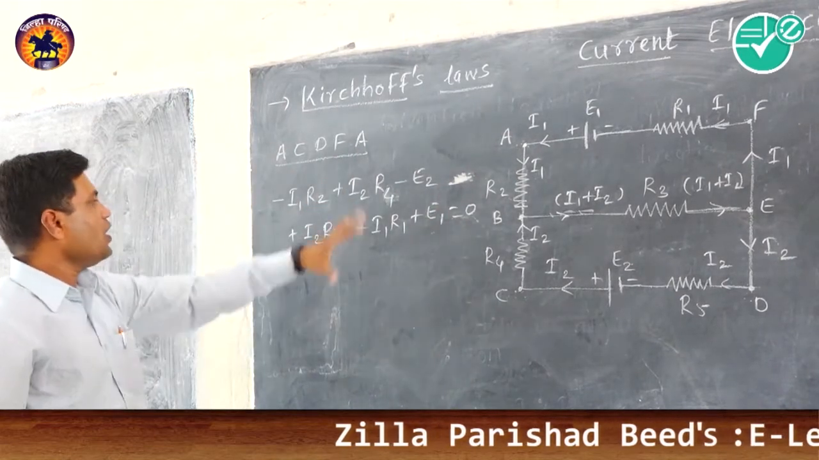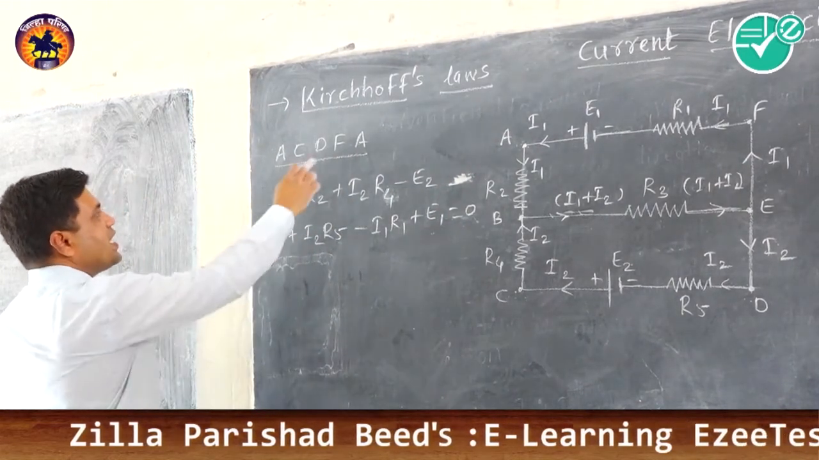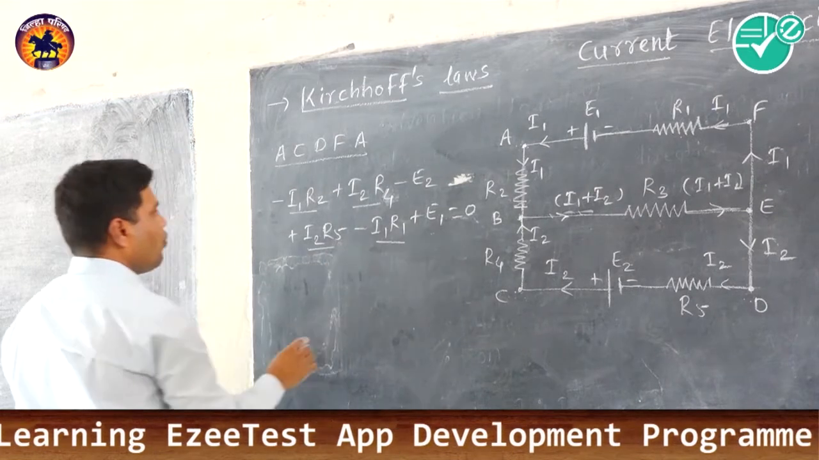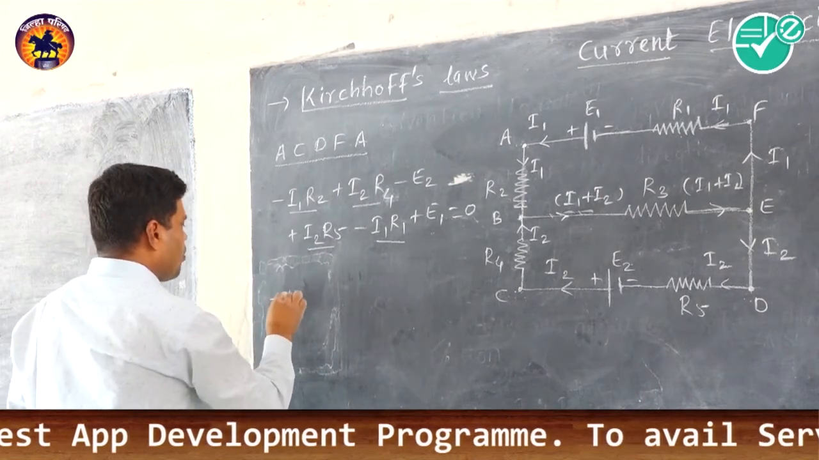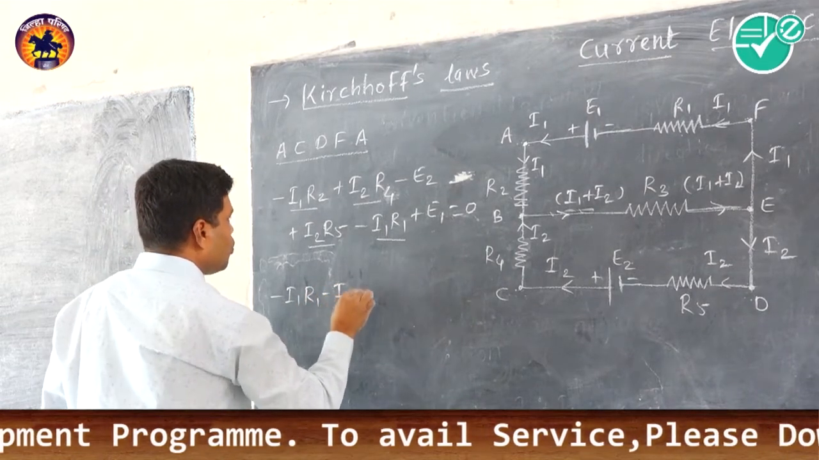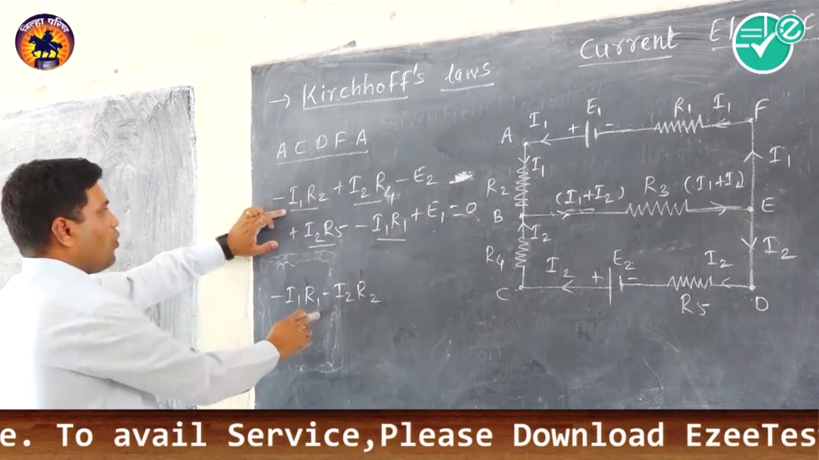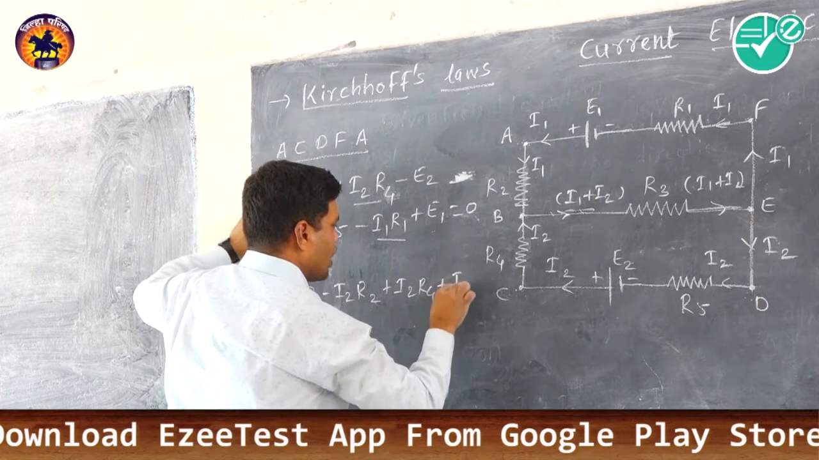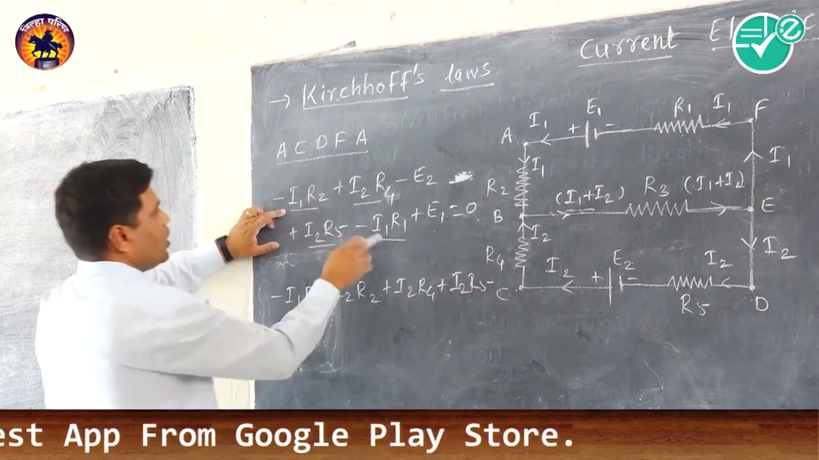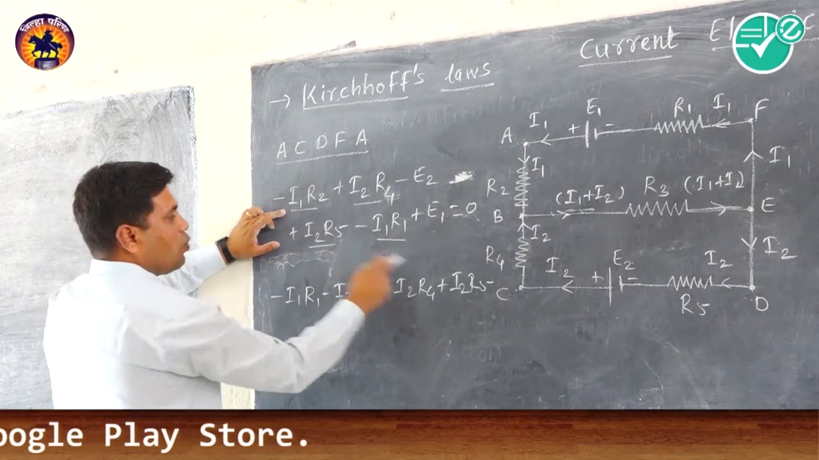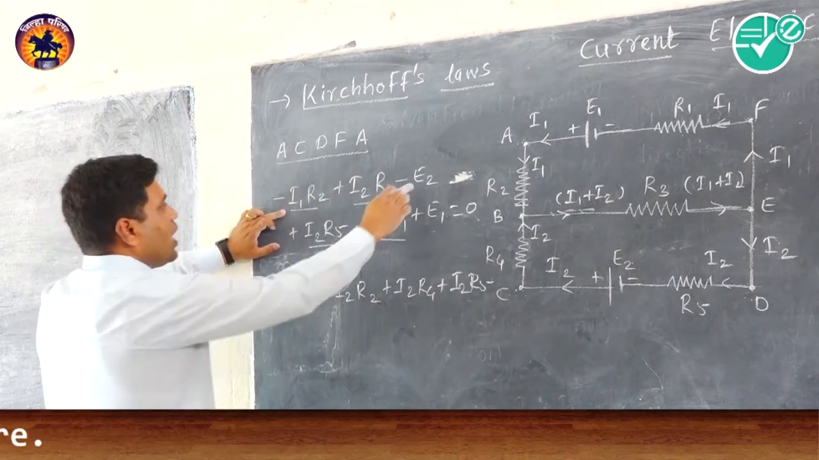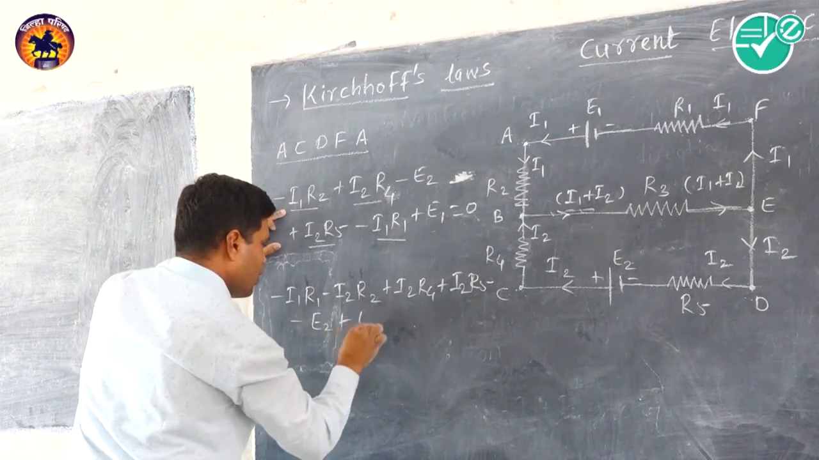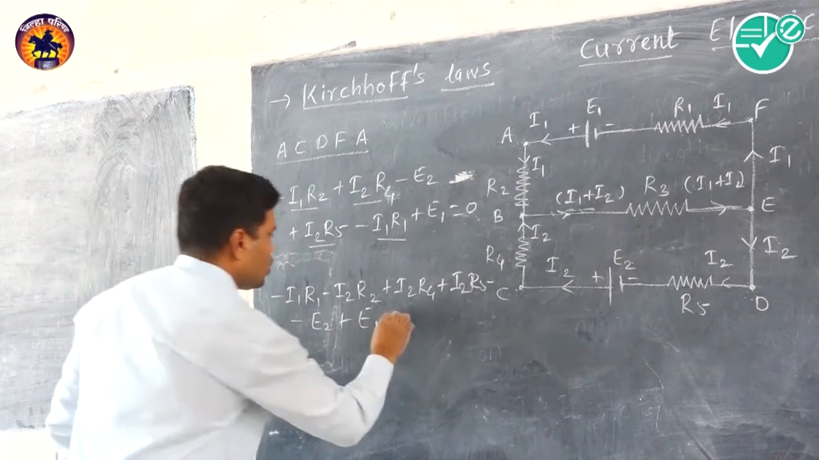So we have applied Kirchhoff's voltage law to the loop A, C, D, F. Now we rearrange these terms. We get minus I1 R1 minus I1 R2, these two terms written here. Then plus I2 R4 plus I2 R5, and after that minus E2 and plus E1 is equal to 0.